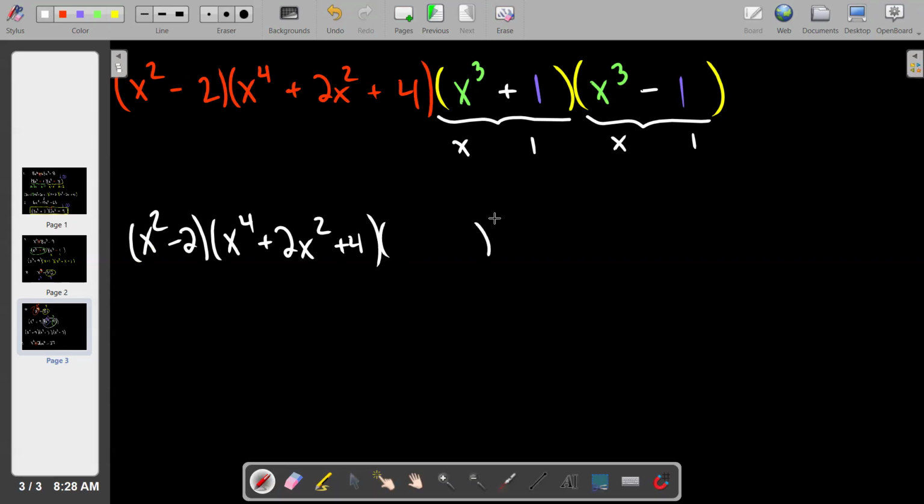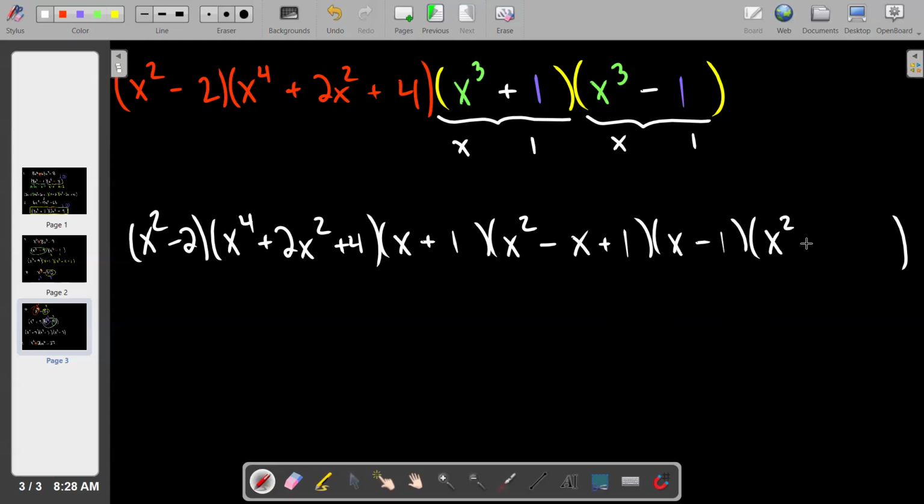times short, long, short, long. Kind of a menace, huh? So what is our first little short-long combo going to be? x plus 1 and x squared minus x plus 1. Good. Second short one, times x minus 1 and x squared plus x plus 1. And again, this is possible if you go the cubes route, but don't do it. No es bueno.